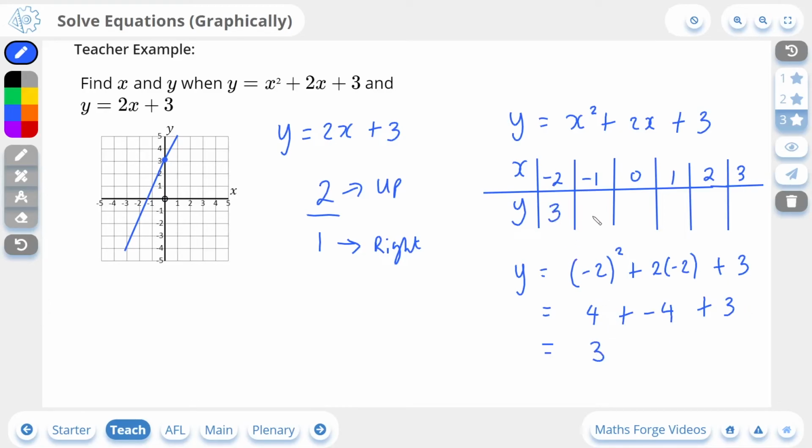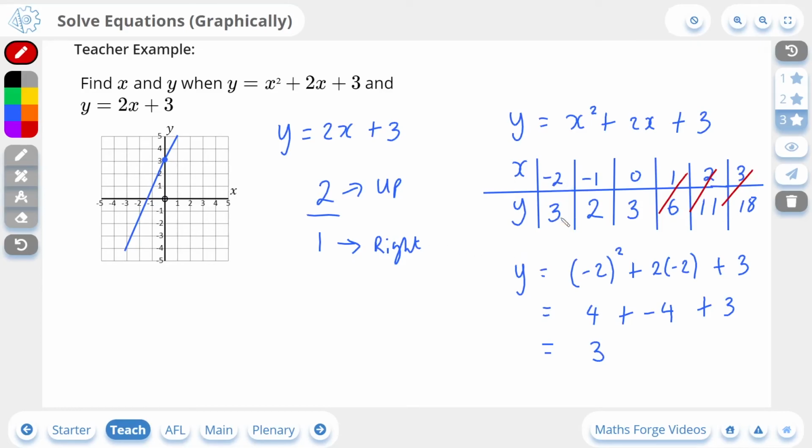If we do this for -1, we'll get the following 2. If we do this for 0, x is 0, we'll get a y value of 3. And if we do this for 1, we'll get a y value of 6. And if we do this for 2, we'll get a y value of 11. And finally, if we do this for 3, we'll get a y value of 18. Now, if you take a look at your grid, it can only go up to 5 and down to -5. So we actually can't use the last 3 values since they have values greater than 5.